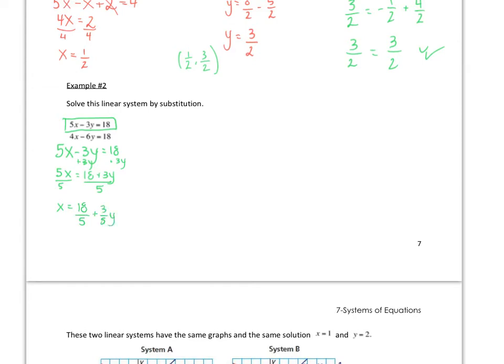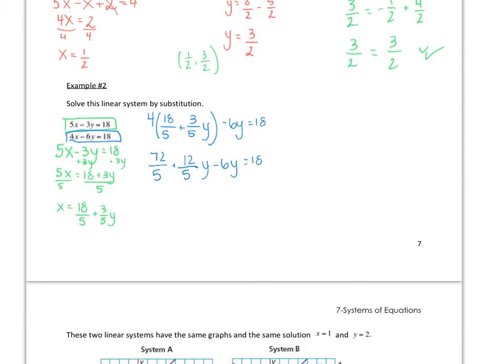Now we're going to sub that into our other equation. So 4 times x, which was 18 over 5 plus 3 over 5y. Now notice we've kept our coefficient and we're going to multiply it by everything that equals x here. So we need to put brackets. Minus 6y equals 18. All right. This looks like it's going to be a lot of fraction work. So 4 times 18 is 72 over 5 plus 12 over 5y minus 6y equals 18.